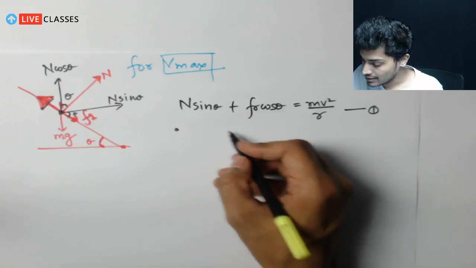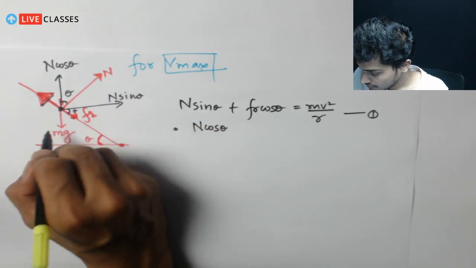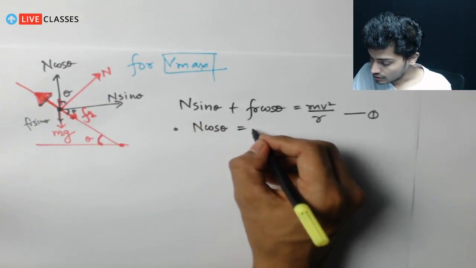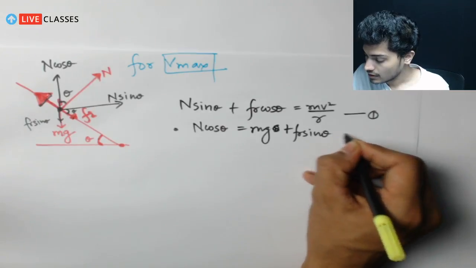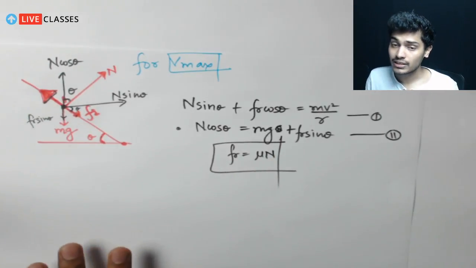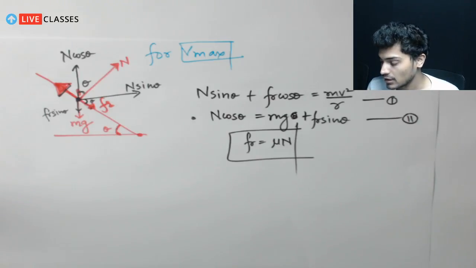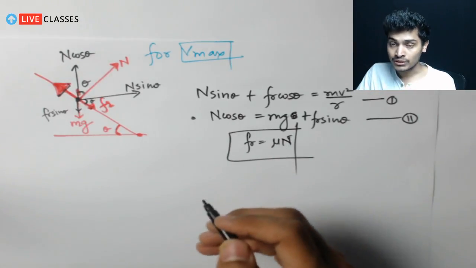Second equation will be n cos theta, fr plus fr sin theta. N cos theta will be equal to mg plus fr sin theta. These are the two equations, and we know fr is nothing but mu n. One thing you must remember, friction is not mu mg always. You just remember friction as mu times normal force, and this normal force sometimes gets equal to mg and sometimes doesn't get equal to mg. So just remember friction as mu times normal force, not mu mg.